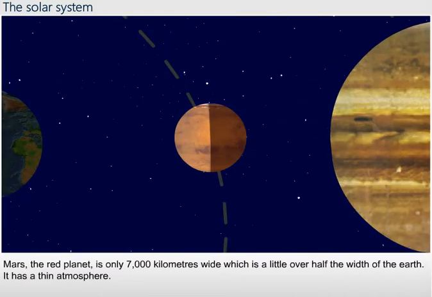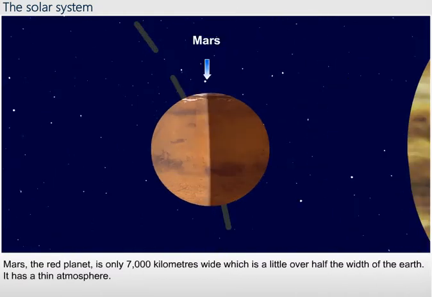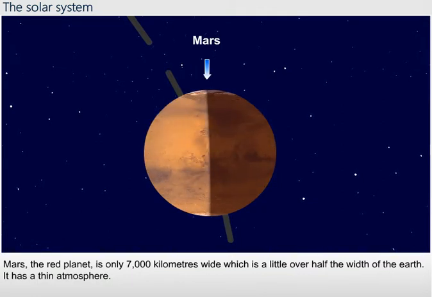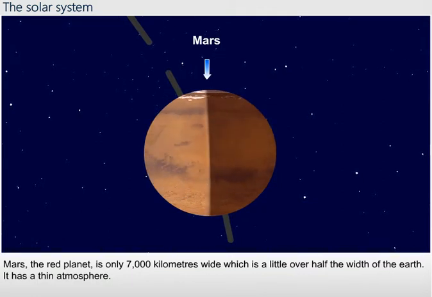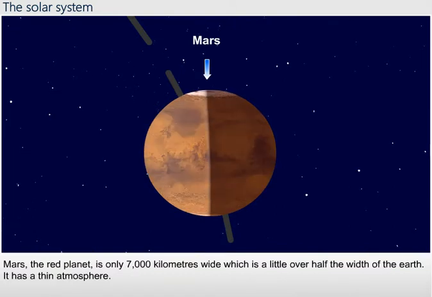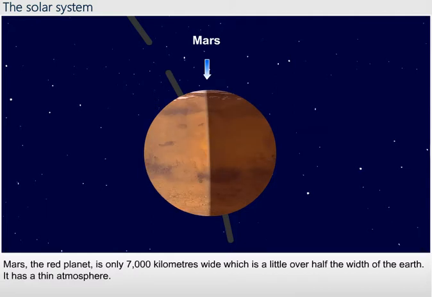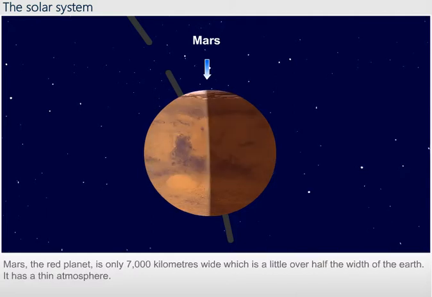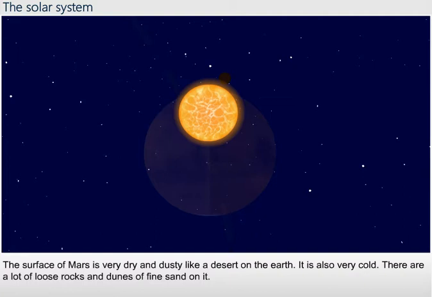Now, let's continue our space mission. Our next stop is the red planet, Mars. Mars is only 7,000 kilometers wide, which is a little over half the width of the Earth. It has a thin atmosphere. The surface of Mars is very dry and dusty, like a desert on the Earth.